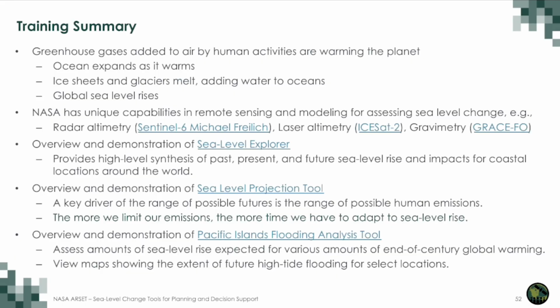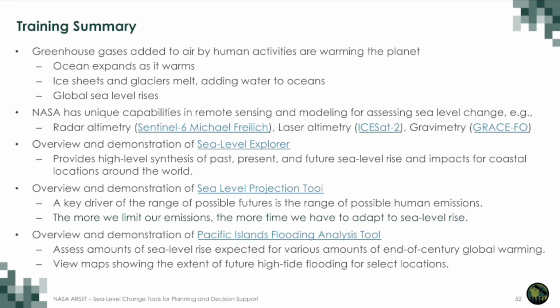NASA has unique capabilities in remote sensing and modeling for assessing sea level change. Some examples include radar altimetry from Sentinel-6 Michael Freilich, laser altimetry from the ICESat-2 mission, and gravimetry from the GRACE and GRACE Follow-On missions. In Part 1, you were provided an overview and demonstration of the Sea Level Explorer, which provides a high-level synthesis of past, present, and future sea level rise and impacts for coastal locations around the world. In Part 2, you were provided an overview and demonstration of the Sea Level Projection Tool.